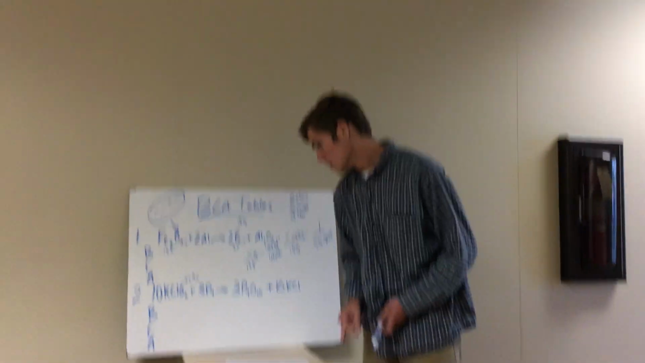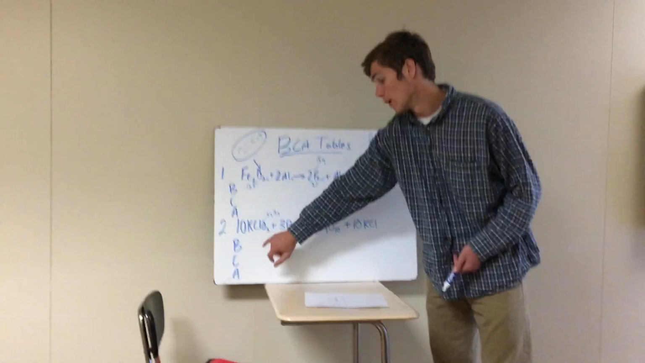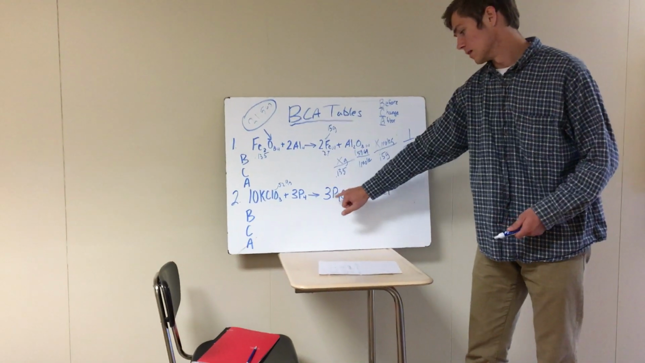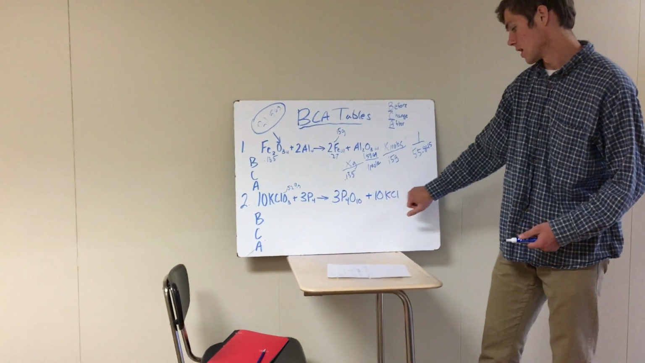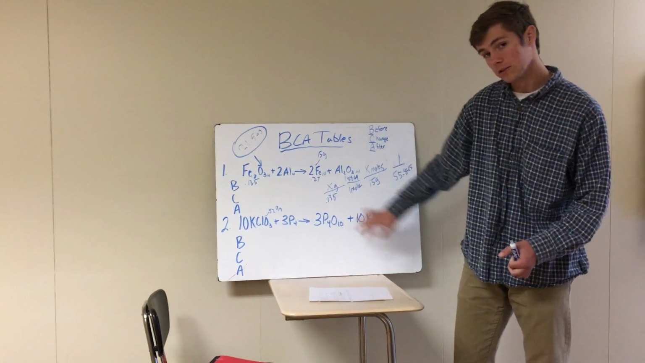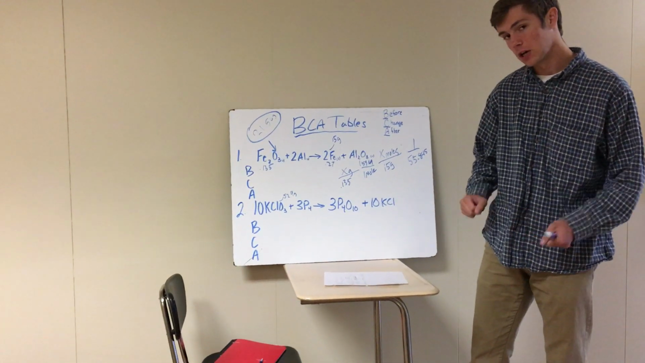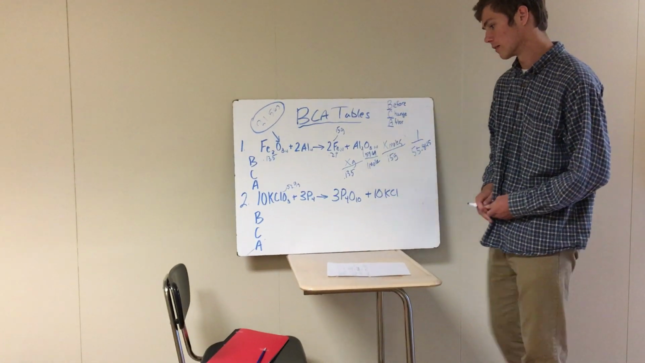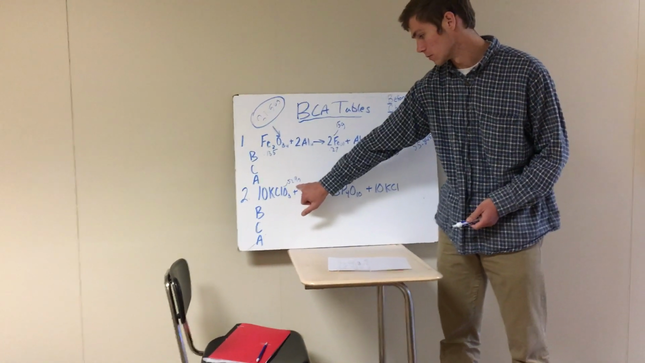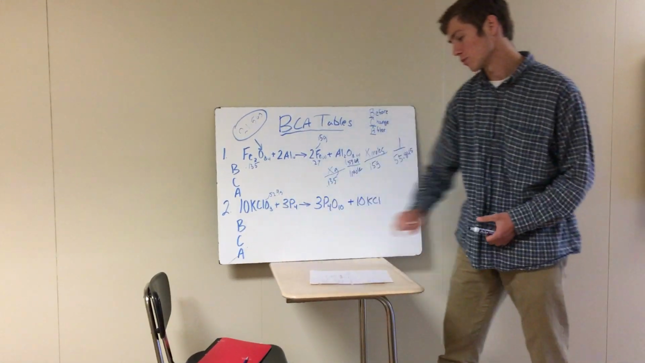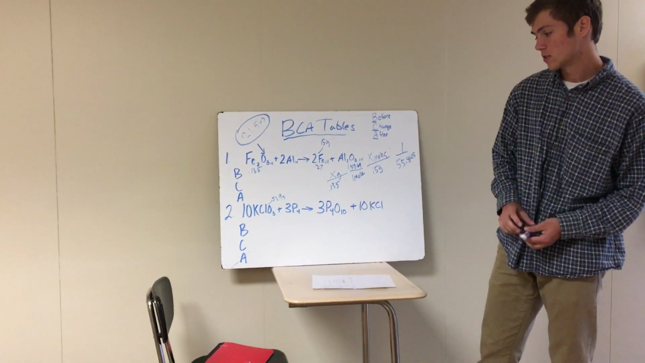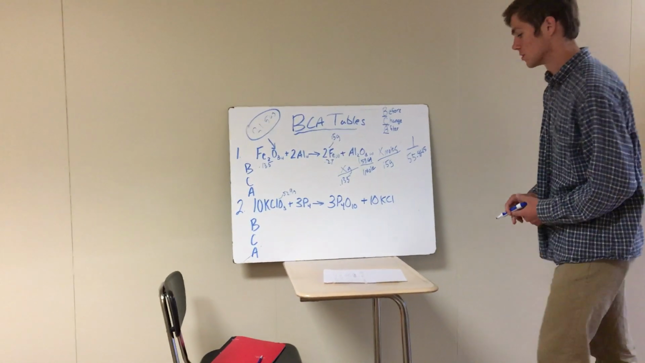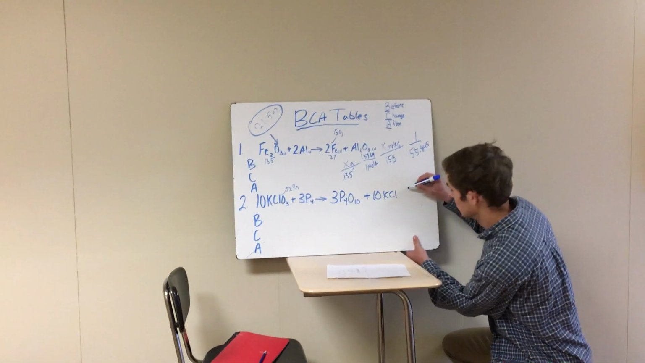All right, for this one, KClO3 plus P4 yields P4O10 plus KCl. We already balanced this for you, so you don't have to worry about it, but some you are going to have to be careful to balance them. So in this one, we are given 52.9 grams of KClO3. So we know we're going to have to transfer that to moles for anything in the BCA table. So we're going to set that up real quick.